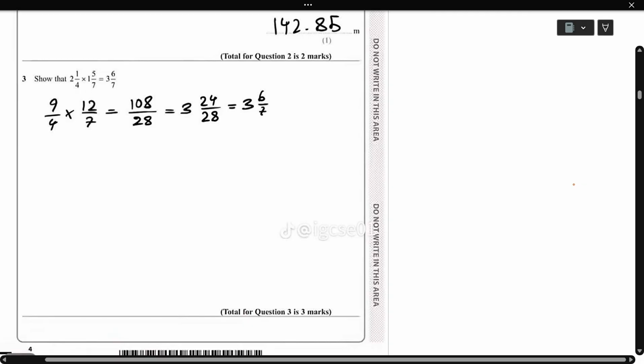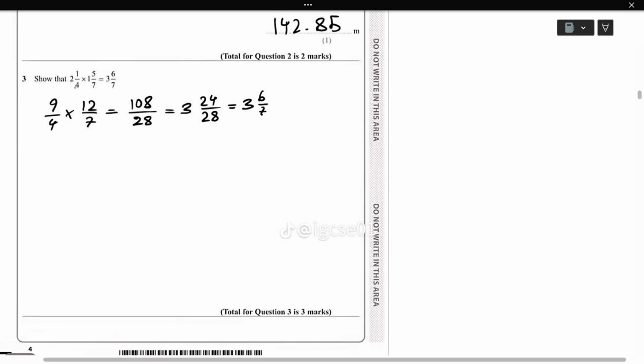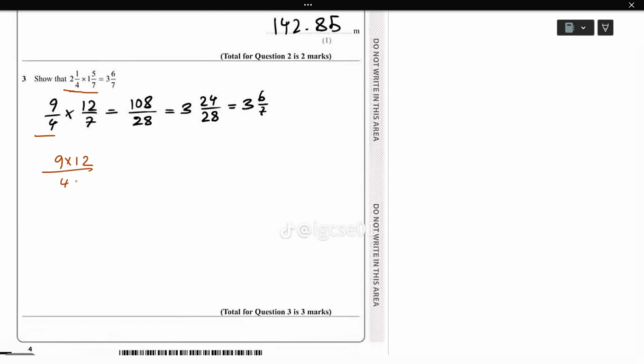The next question: show that 2 1/4 times 1 5/7 equals 3 6/7. So first we'll take only the left side. These are mixed fractions, so we are going to change them into improper fractions. 4 times 2 is 8, 8 plus 1 is 9, so 9 over 4. Second one, 7 times 1 is 7, 7 plus 5 is 12, so 12 over 7. So 9 times 12 over 4 times 7. Here itself we can simplify, which is 1 and 3. So we'll get the answer 27 over 7.